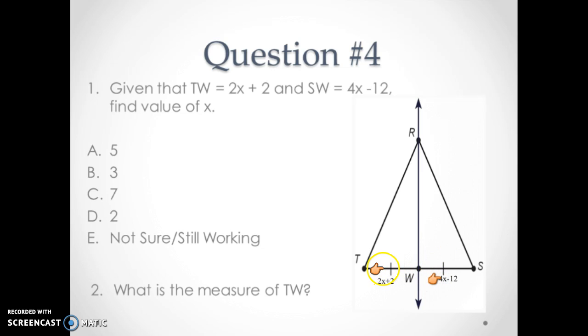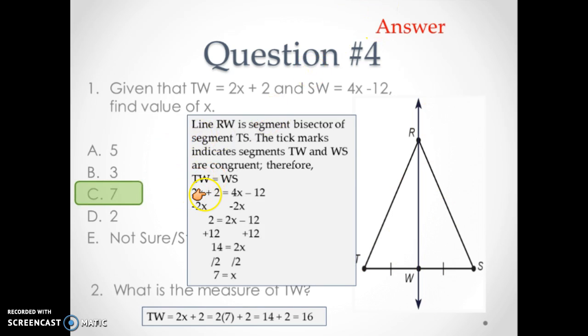So the equation we want then is saying if TW is 2x plus 2 and that equals SW, which is 4x minus 12, then the equation to solve is 2x plus 2 equals 4x minus 12. Subtract 2x from both sides. We're left with 2 equals 2x minus 12. Add 12 to both sides. 14 equals 2x. Divide both sides by 2. X equals 7.